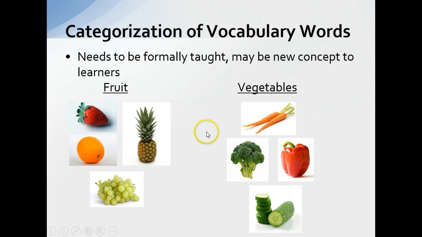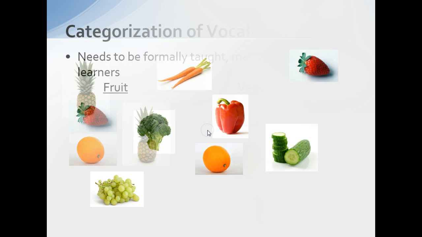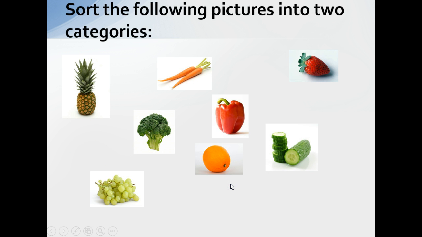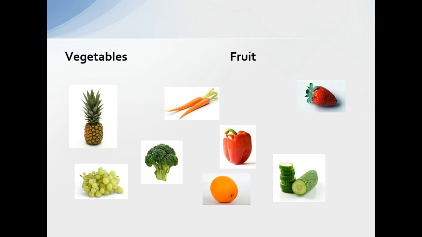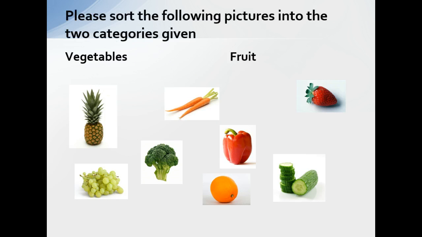In order to do this as a card sort, you could give the students a bunch of pictures, all mixed up in no particular order, and have them sort the following pictures into two categories. You can either not provide them with the categories, or you can provide them with the two categories you want. And so this leads into our next one. That's kind of what we would call a word sort.